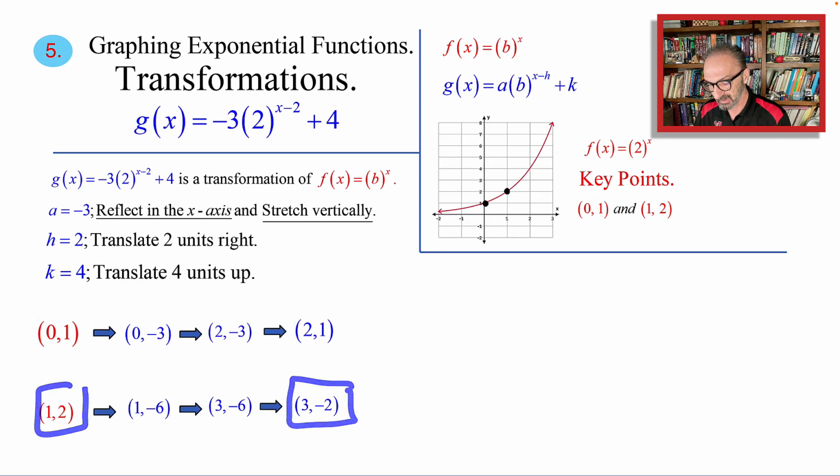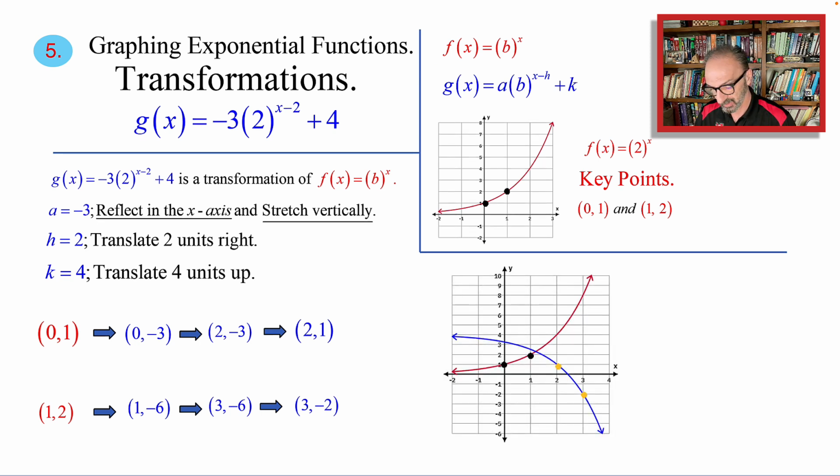Now keep in mind that it's reflected in the x-axis, so it's not going to look like going up, it's gonna look like going down. So here's both graphs. This point is 2, 1. That's this point right here. And 3, -2 is this right here. You connect them and we're done.